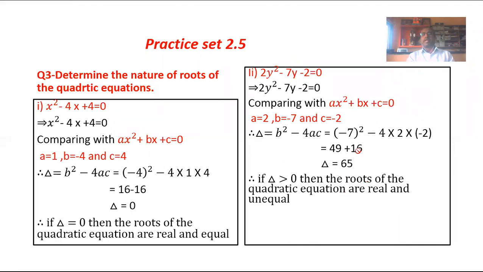Here the value of delta is equal to 49 plus 16, which is 65. Therefore, the value of delta is greater than 0. Then the roots of the quadratic equation are real and unequal. Next problem.